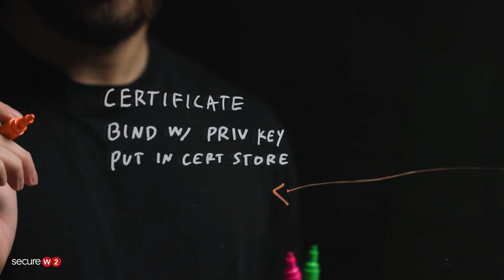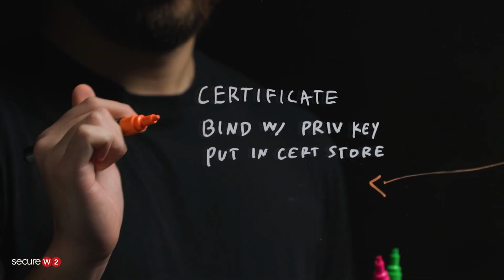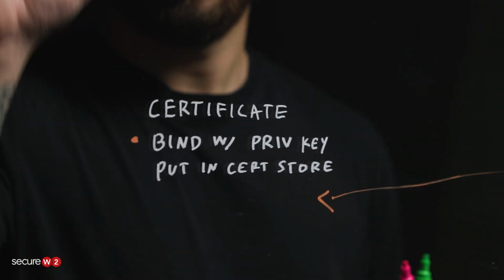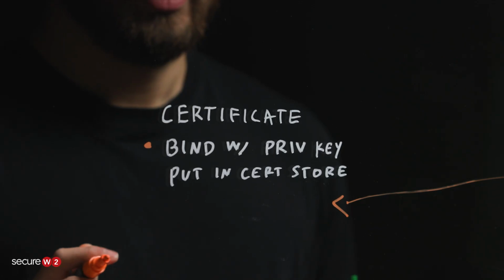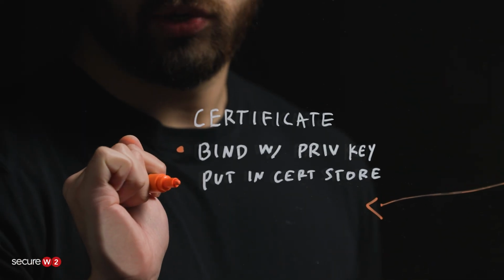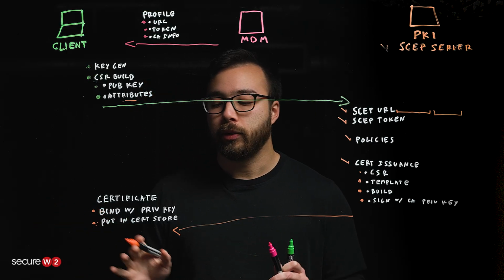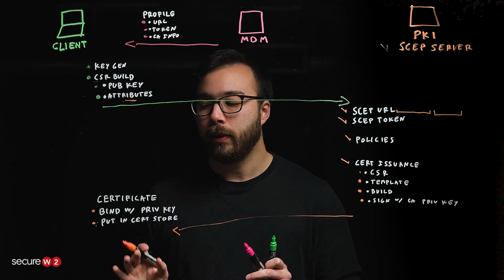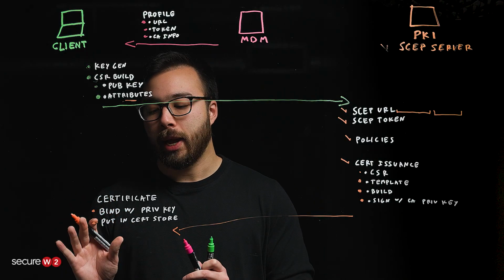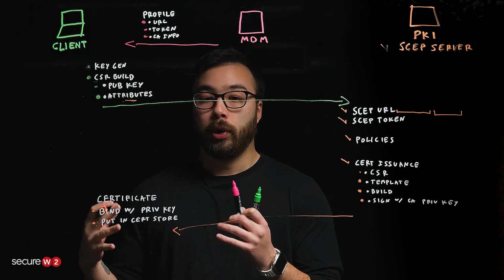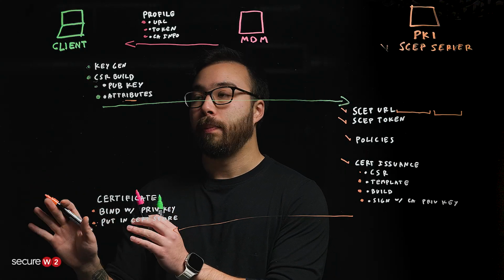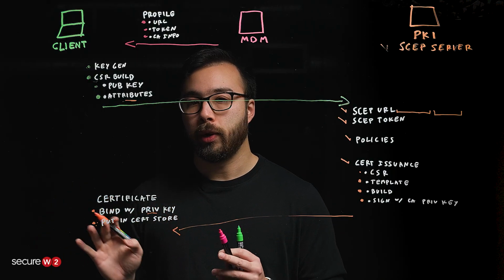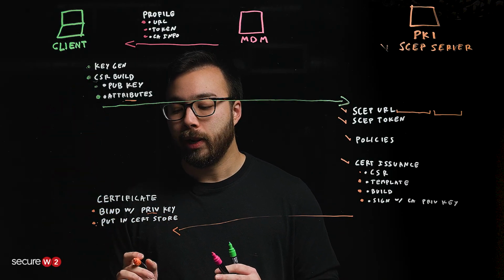The last thing that it's going to do is bind the certificate with the private key of the device. And then after that, we're going to put it in the certificate store. Each different operating system has a unique thing with its own certificate store. They all work a little bit differently, but basically once we get the certificate, we're going to bind it with the private key, which should only happen on the device. Remember, the private key should not be anywhere else. It should not be transported or anything. It should always remain on the client device.